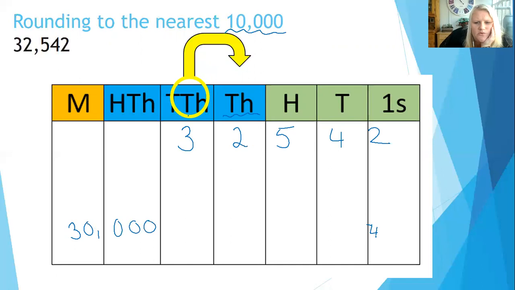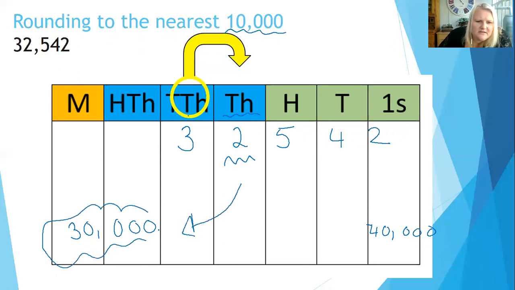30,000 or 40,000. So count up in 10,000s with me. We've got 0, 10,000, 20,000, 30,000, 40,000, 50,000, 60,000, 70,000, 80,000, 90,000, 100,000. So 30,000 or 40,000. And I'm going to be looking at this digit here, which is a 2 or 2,000. Does 2 round up or round down? 2 rounds down, so it's going to round down to 30,000.